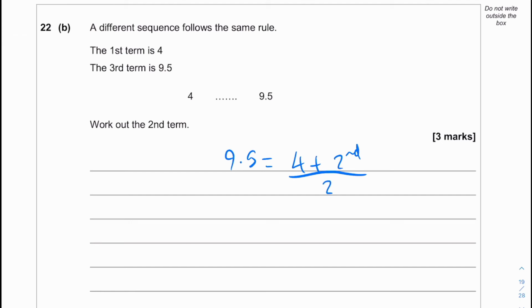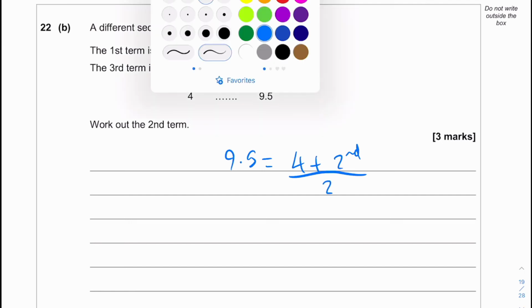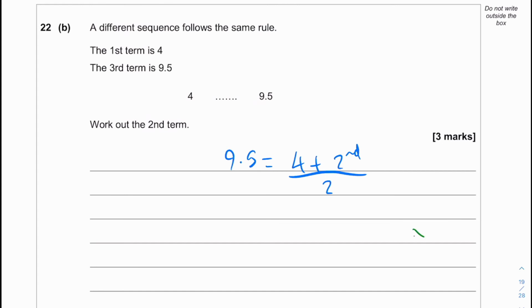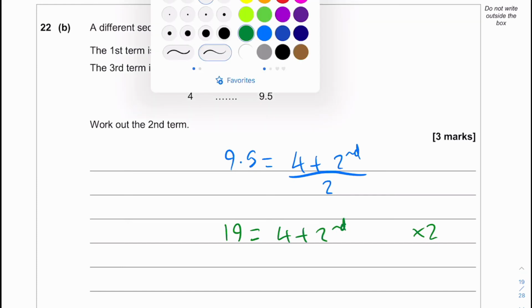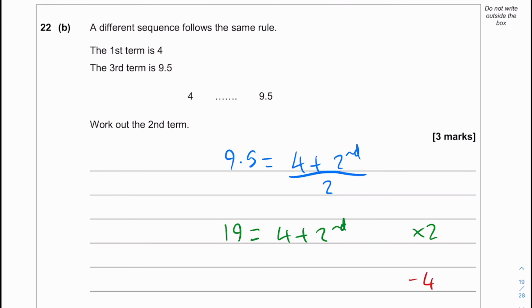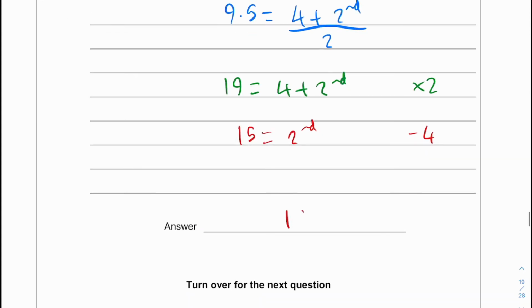So all we have to do is rearrange this formula to find out what the second term is. So the first thing to do is multiply by 2. When we do this, we get 19 is equal to 4 plus the second term. And then the final thing to do is to take 4 away from both sides to get 15 is equal to the second term. So the second term is 15.